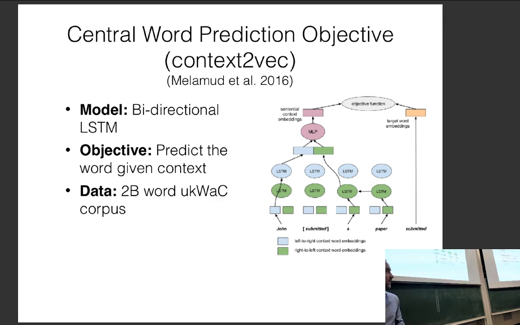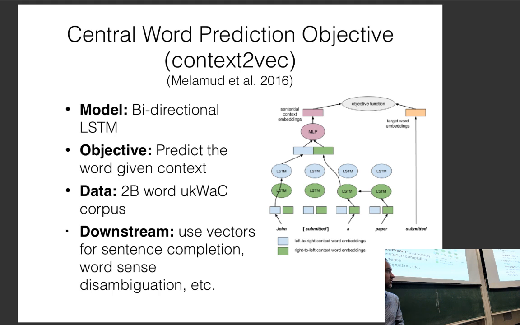So this, they trained on the 2 billion word UKWaC corpus and showed very good results. They used the vector for sentence completion, so predicting the hidden word, word sense disambiguation, etc. So this was kind of the first contextualized word representation learning model.